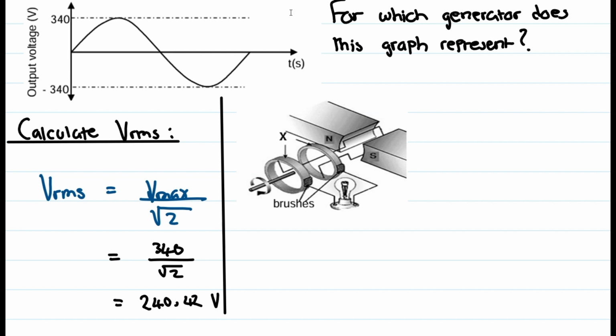So this AC generator has been connected to an external circuit, which is a light bulb, and we are being told that this light bulb has the power of, let's say, 150 watts, and it glows at maximum brightness. Now the question says, find the resistance of this bulb.